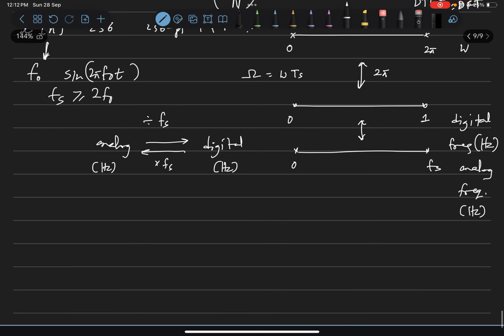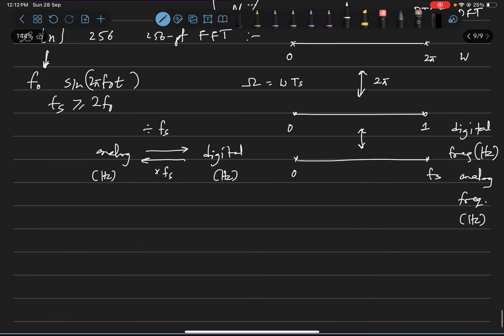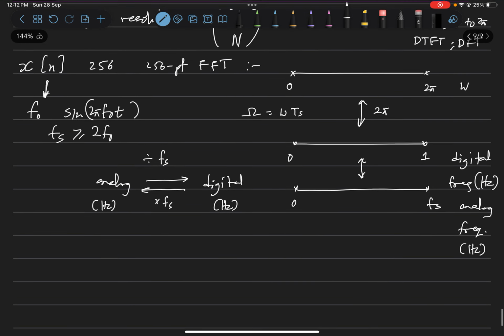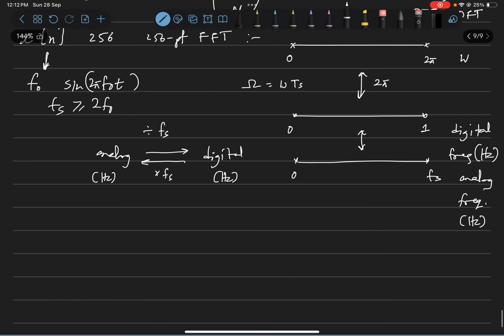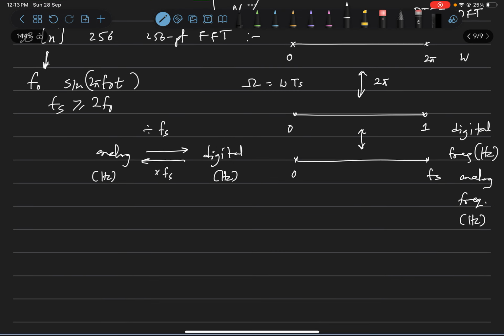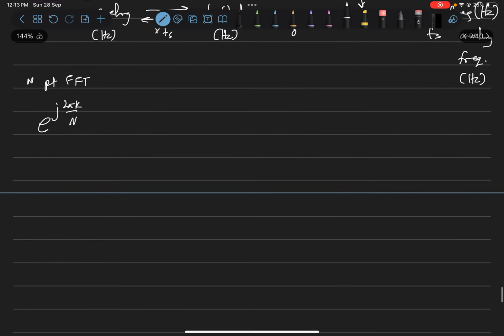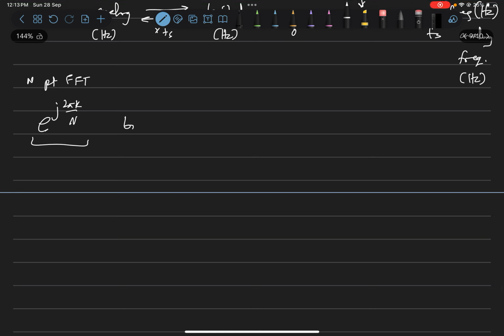So now, since we know this, we can get to the resolution. You have an N point FFT, and since in the FFT you have e to the power j 2 pi k by N terms, it means that for each value of k you are in a bin. And what I mean by bin, I'll specify soon. What do I mean by a bin?